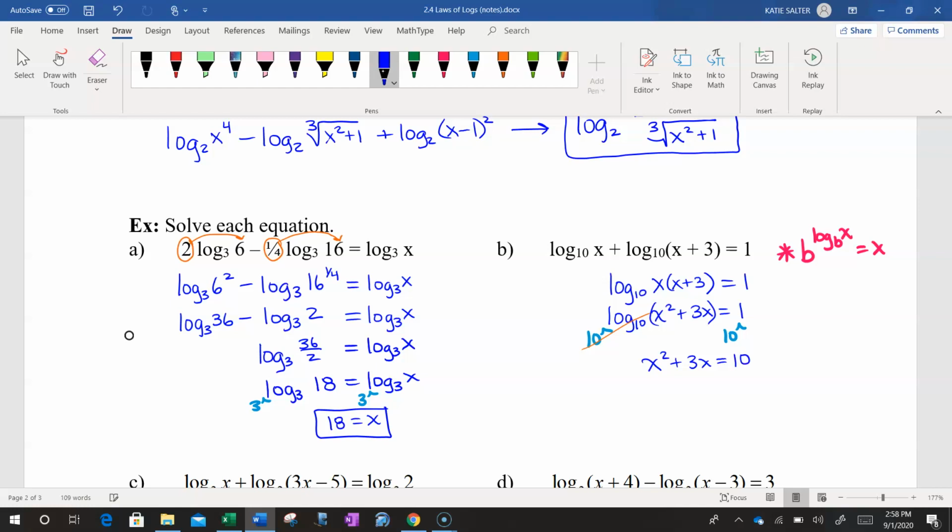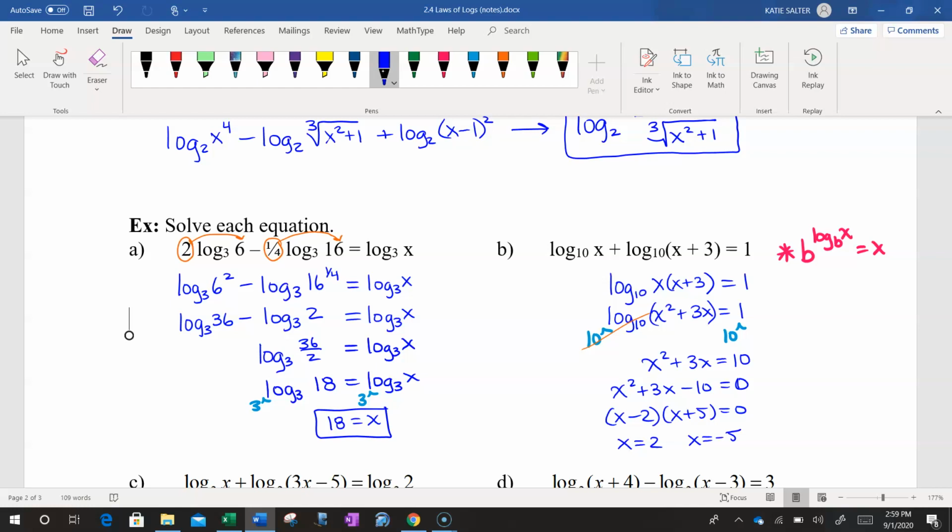We then have a quadratic equation, so we would set the quadratic equation equal to 0, x squared plus 3x minus 10 equals 0. We would factor it, so we'd have x minus 2 times x plus 5 is equal to 0, and we would solve. So we get x is equal to 2 and x is equal to negative 5.